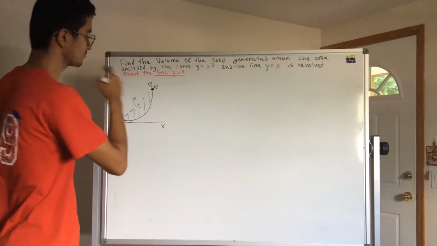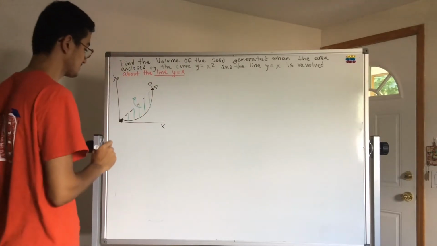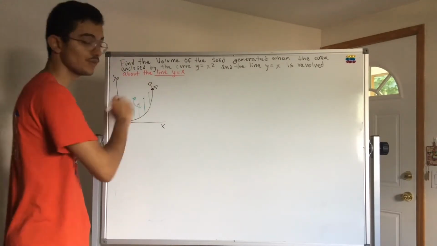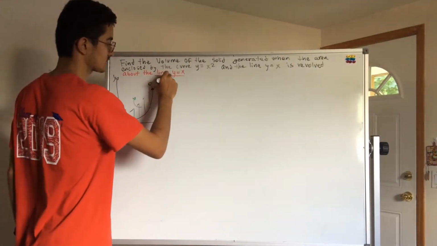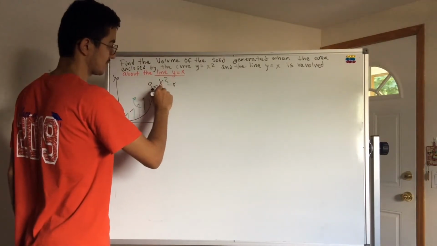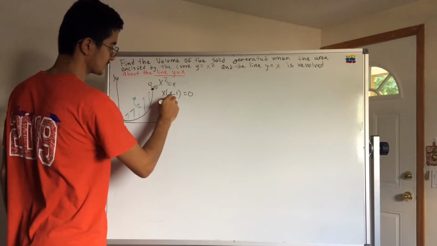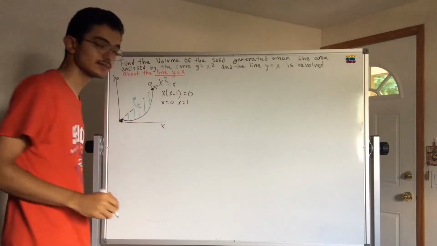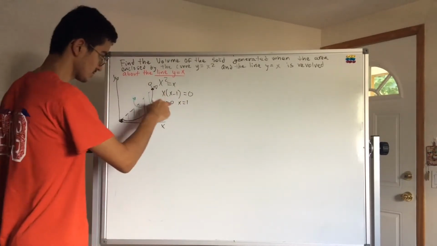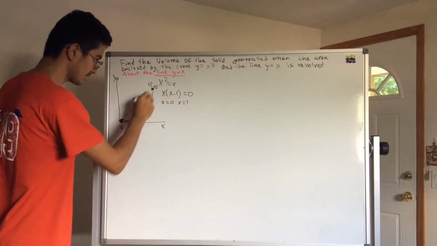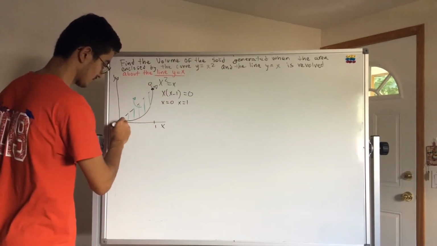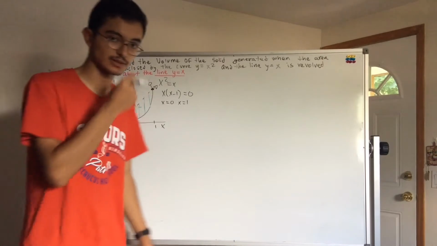Now we know that these two functions intersect at two very specific points. When we set them equal to each other, we have x squared equals x, so x times x minus 1 equals 0. So x equals 0 and x equals 1. They intersect at two points, at x equals 0 and at x equals 1. That's important to keep in mind.